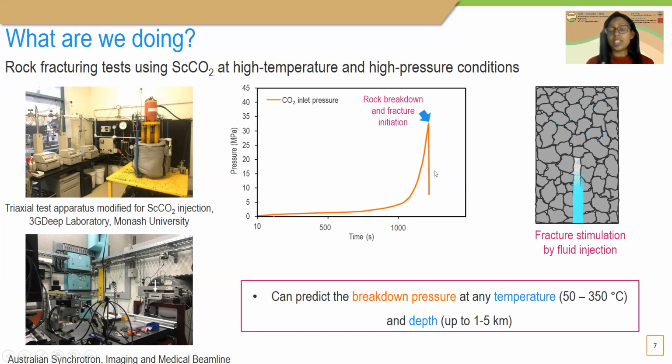I did a series of fracturing tests under different pressure and temperature conditions. With these results, we can predict the breakdown pressure, that means the pressure required to create underground fractures, at any temperature and any pressure conditions. I also examined the microstructure of these induced fractures using CT scanning, and I used the Australian Synchrotron CT imaging facility for this.